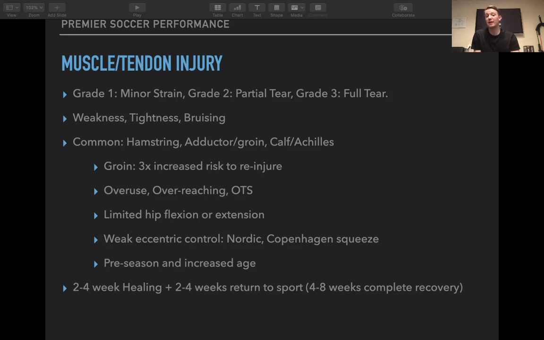They can usually be traced back to limited hip flexion or hip extension. So that's something that we look for on our examination in pre-season. We want to make sure that your athletes have adequate hip mobility. If they don't, they're at an increased risk of straining a muscle or tearing a muscle.